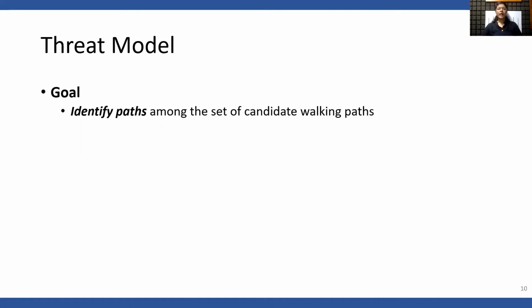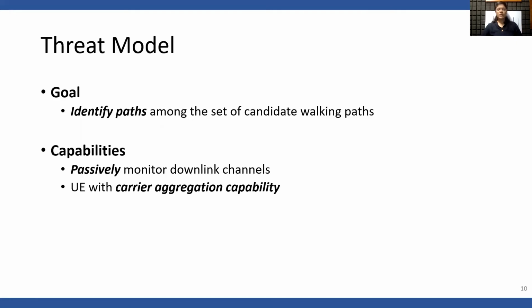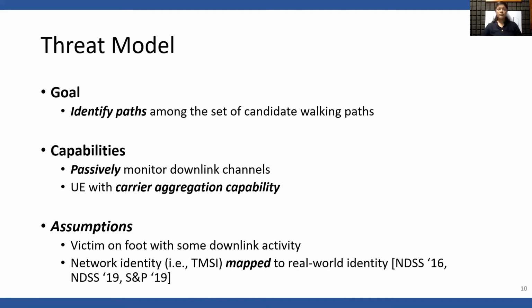The goal is to identify path among the set of all candidate walking path. SLIC adversary has a minimal capability of passively monitoring the downlink channel and a UE with carrier aggregation capability. We assume the victim is on foot with some downlink activity, and the network identity, which is the TMSI, is already mapped to the real-world identity using one of the previous attacks.